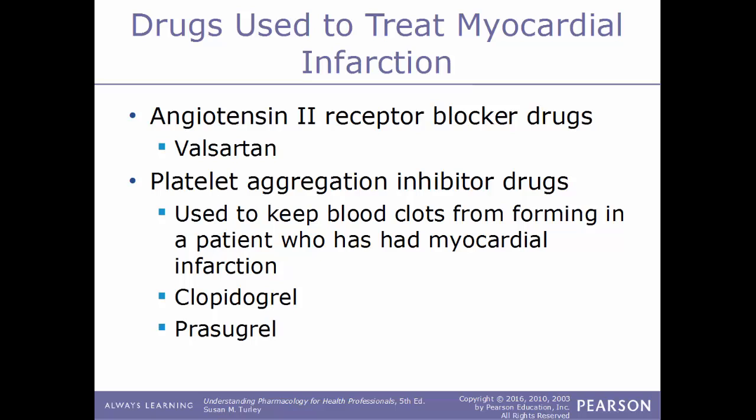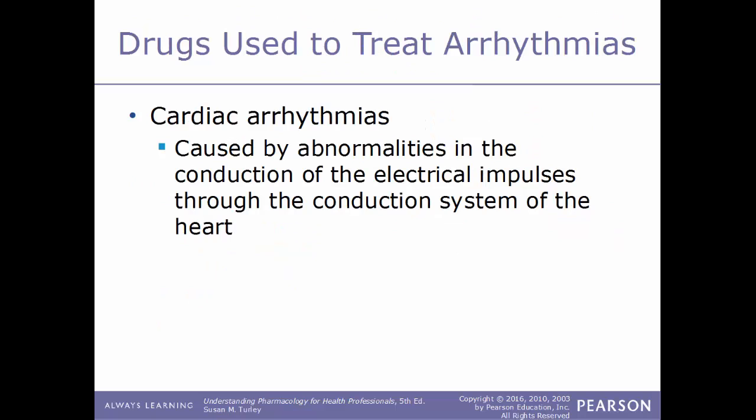You can use platelet aggregation inhibitor drugs. These are used to keep blood clots from forming within a patient who has already had a myocardial infarction. Some examples of this kind of drug would be clopidogrel, also known by the name Plavix, and also the drug prasugrel. I now move into the drugs that are used to treat arrhythmias. Cardiac arrhythmias are caused by abnormalities of the conduction of the electrical impulse throughout the conduction system within the heart.